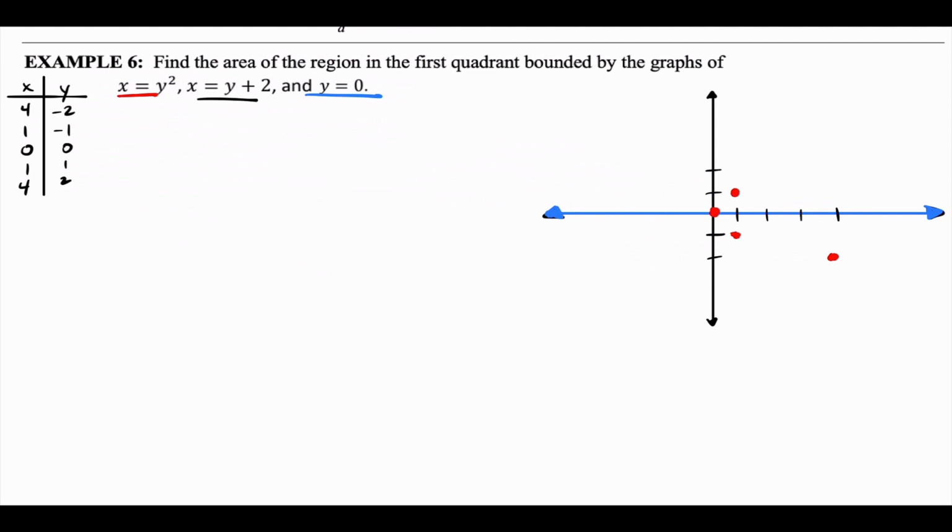The next one is solved for x, so we plug in numbers for y. Any numbers you want: -2, -1, 0, 1, 2. This one looks linear. So 0, -2. 1, -1. 2, 0. 3, 1. 4, 2.